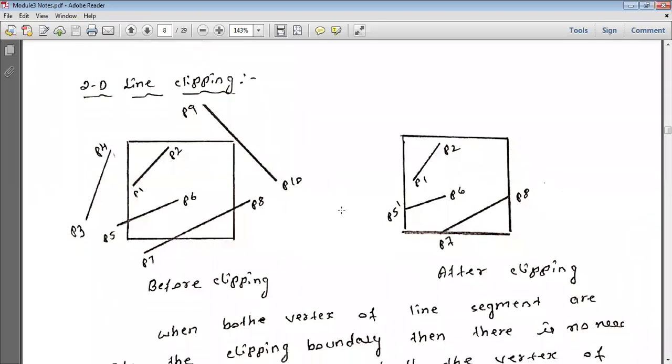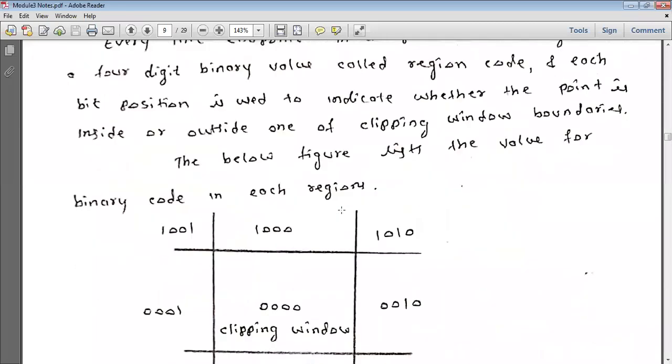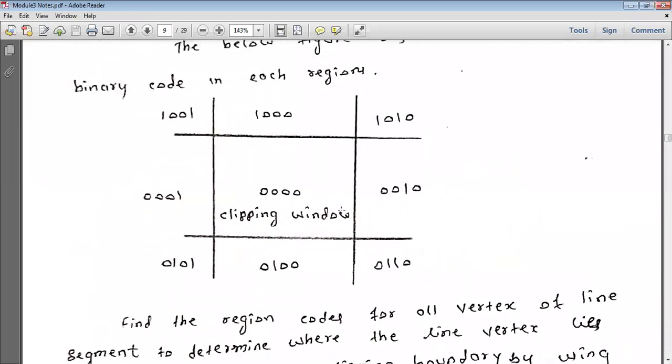So now the first thing is I need to make my computer identify whether a line is outside the clipping window, or inside the clipping window, or a part of the line is inside and a part is outside. Basically I need to make my computer identify whether a part of the line is inside or outside the clipping window. So how will we make my computer know that? Yes, this is my clipping window.